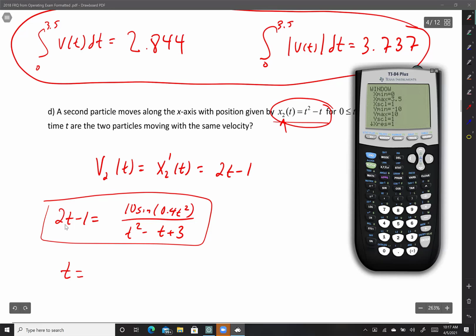Let this one help you out. At 0, that's -1, so I'm going to put -1 for y min. And then at 3.5, let's just round to 4. 2 times 4 is 8, 8 minus 1 is 7. So I'm just going to go to 7. Do you guys see how I got the y values? Okay, and then I'm just going to push graph.